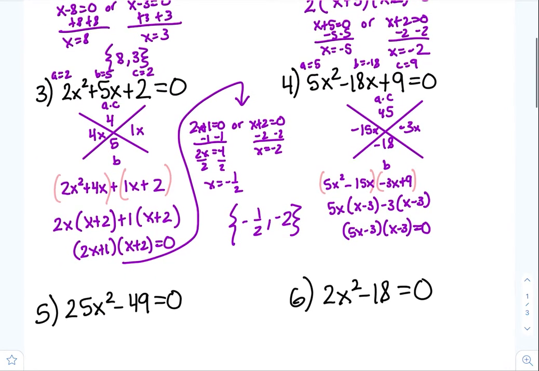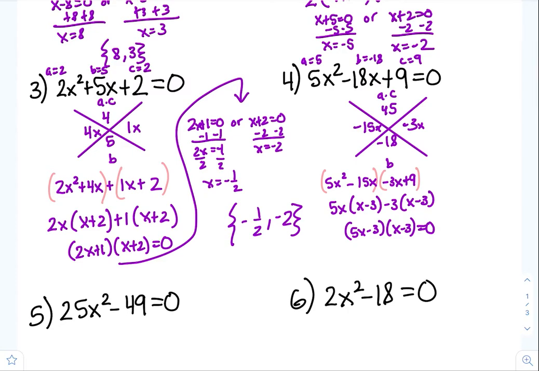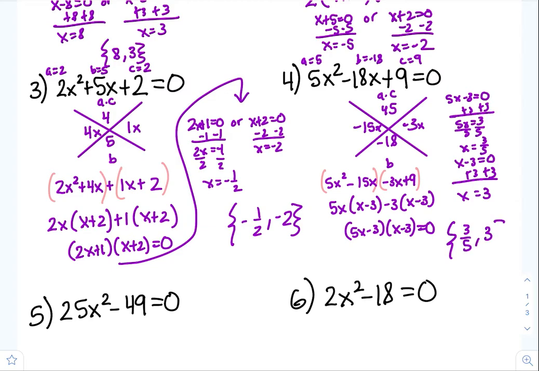And then we've got to make two equations. So 5x minus 3 has to equal 0 because you're solving for x, remember. Then x minus 3 equals 0. So add 3 to both sides, you're going to get 3 for that one. Add 3 to both sides and divide both sides by 5. So those are your two answers, 3/5 and 3.